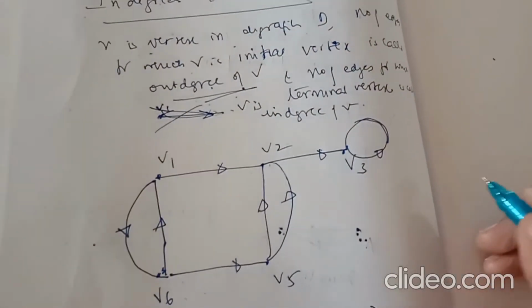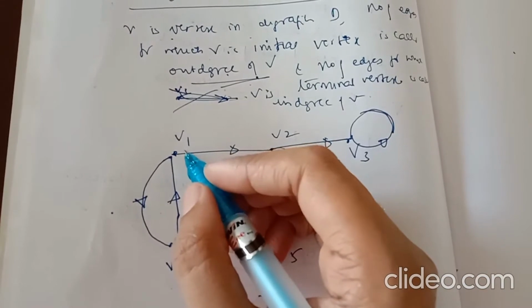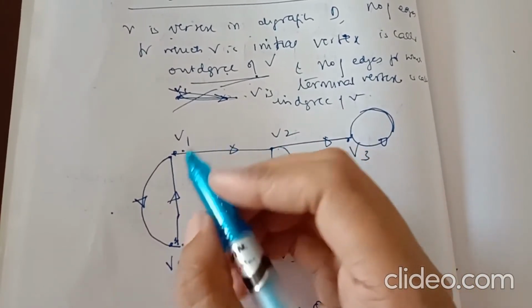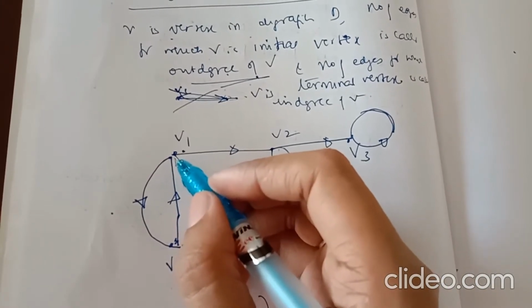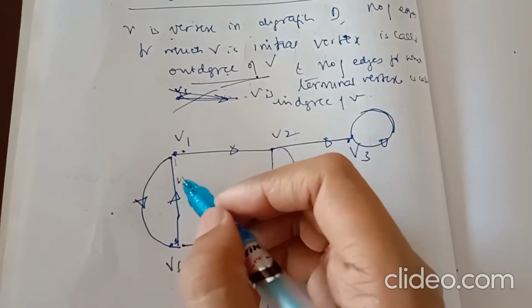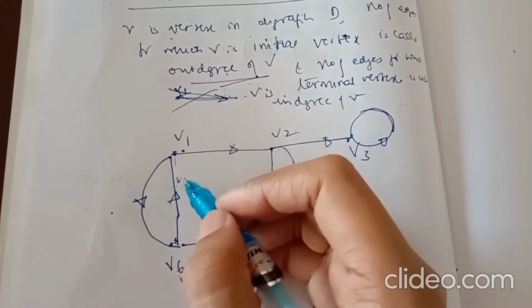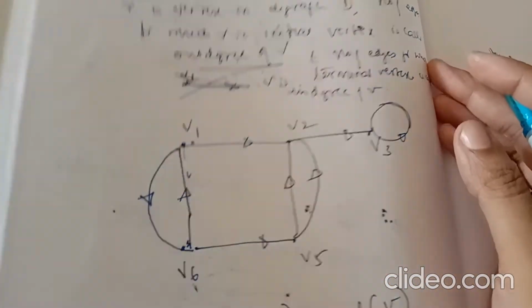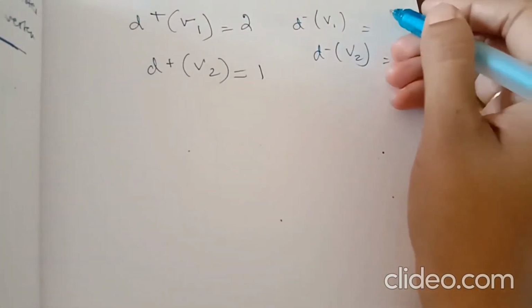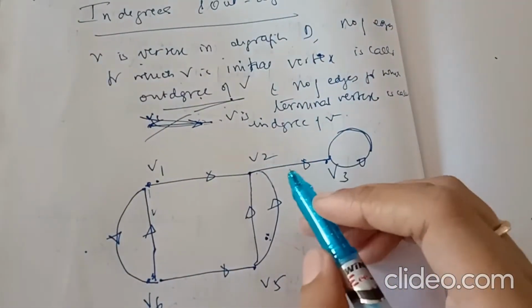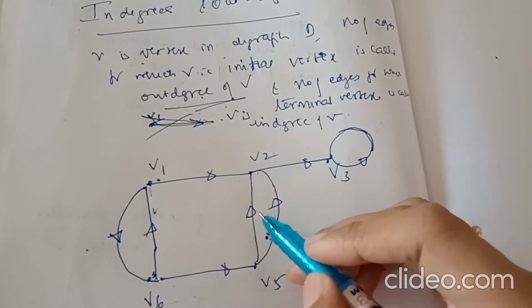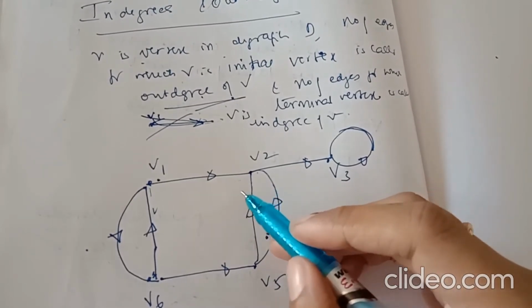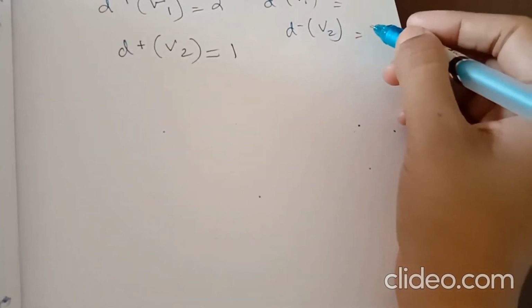Next, let's find out the in degree of v1 and v2. The in degree of v1 is the number of edges for which v is a terminal vertex, that means the number of edges reaching v1. We find that just one edge is reaching v1. Therefore, the in degree of v1 is 1. So what will be the in degree of v2? You can observe this is one edge, the second edge, and this is the third edge. Only 3 edges are reaching v2. Therefore, the in degree of v2 is 3.